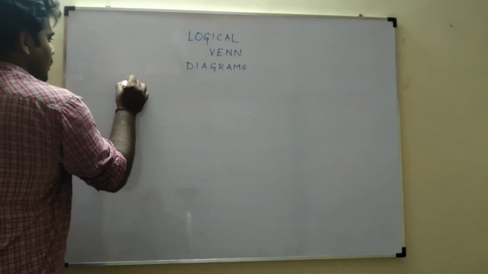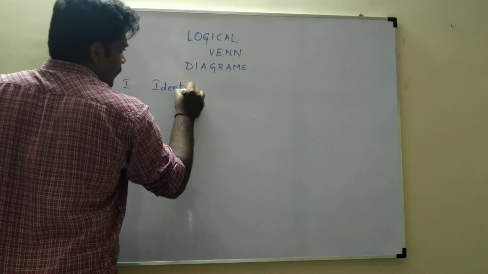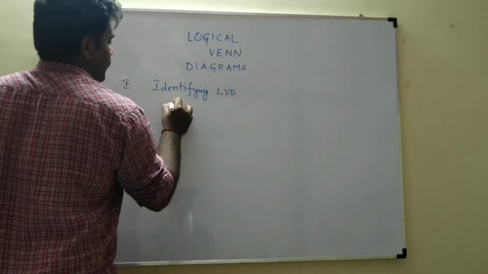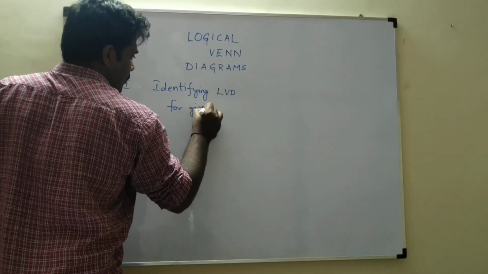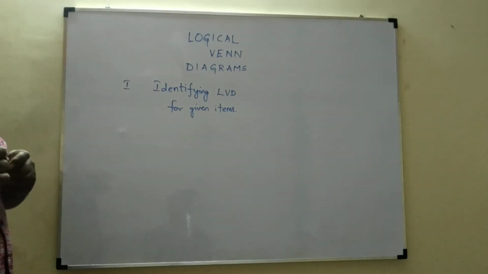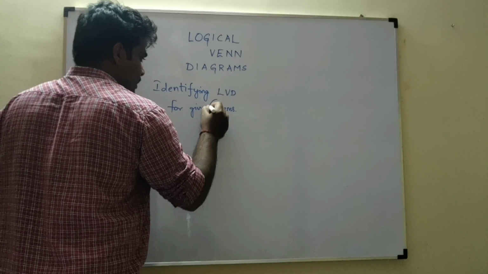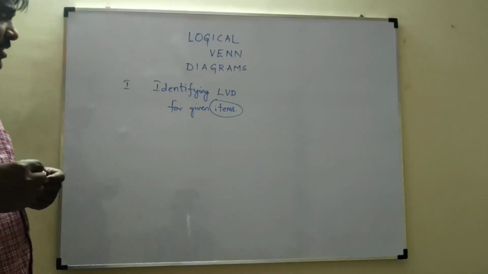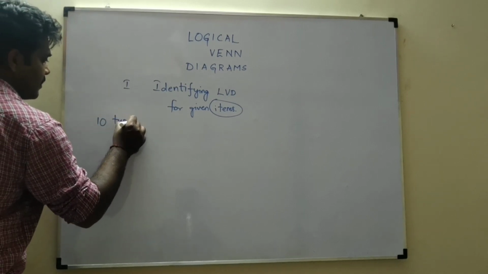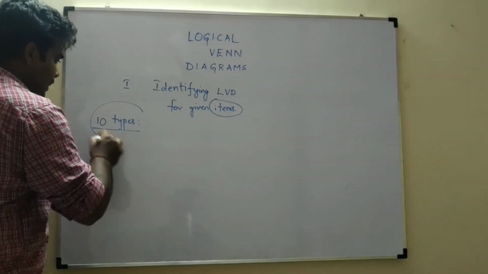The first model of questioning is based on identifying logical Venn diagrams, which we call LVD, for given items. In this question, they will give you 3 items, or 3 things, or 3 countries or whatever. Generally we refer to those as items. You need to identify the logical Venn diagram. There are mainly 10 types, 10 ways of representation. Whenever a question is given, it should belong to these 10 types only.